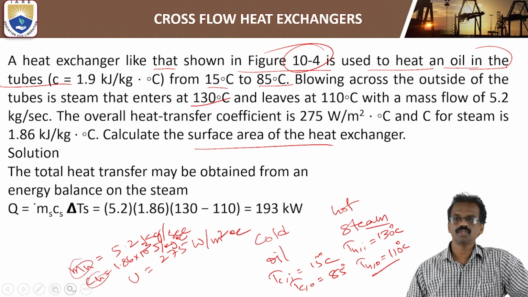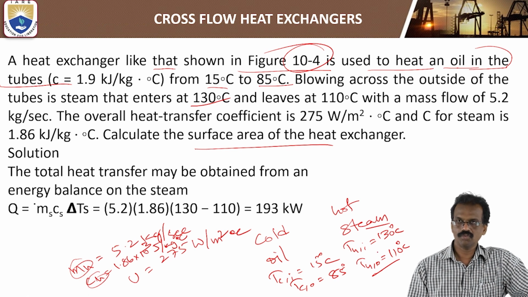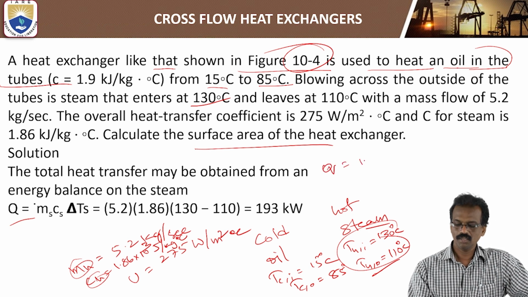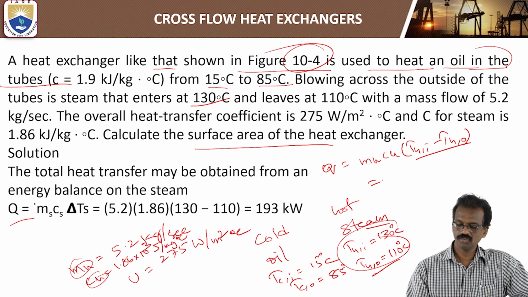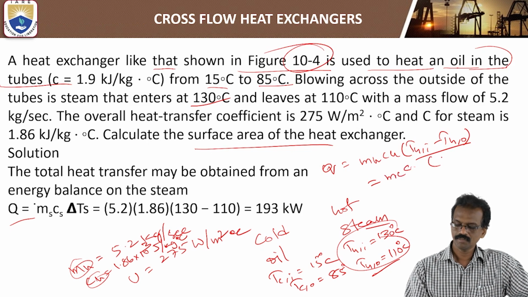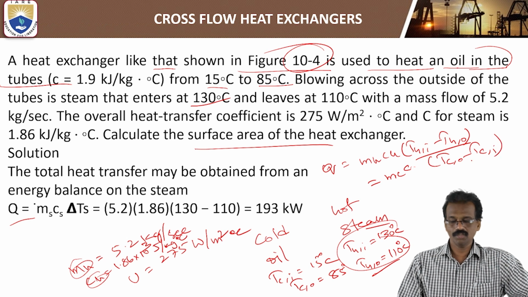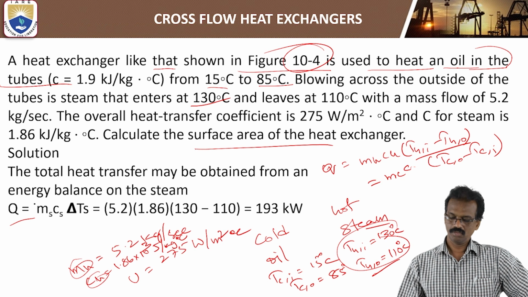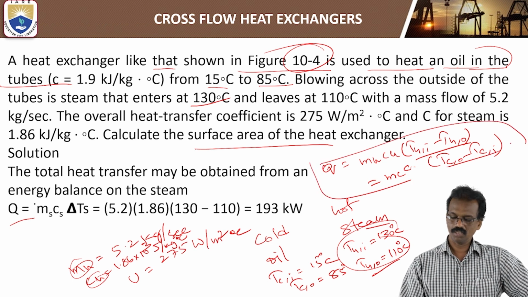Specific heat of the hot fluid is given, and inlet and outlet temperature of the hot fluid is given. Then you can find out the Q value. So you know the formulas for Q: m_h c_h times (T_hi minus T_ho), the hot fluid temperature difference, is equal to m_c c_c times (T_co minus T_ci). According to thermodynamics laws, you know this formula already.